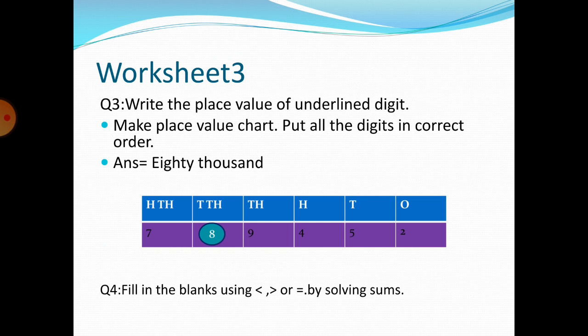Question number 3. Write the place value of the underlined digit. Simply make a place value chart and put all the digits in the correct order. Then you will come to know the answer: in which column the underlined digit is present. For example, in the first part, 8 is circled and 8 is present in the ten thousands column. So its worth is 80,000. You have to solve all the rest of the questions the same way.